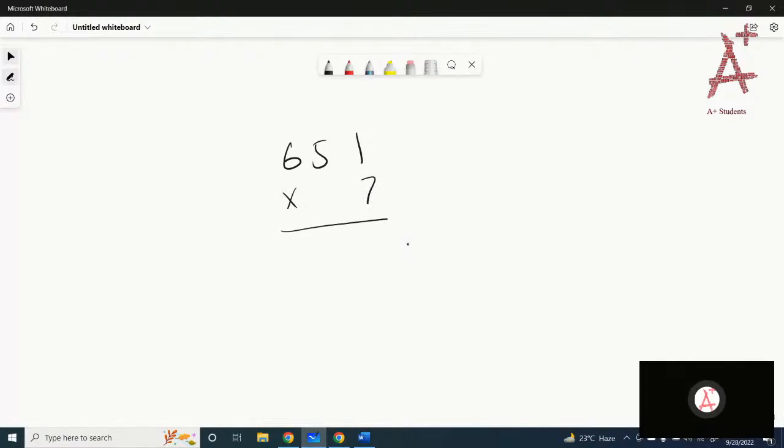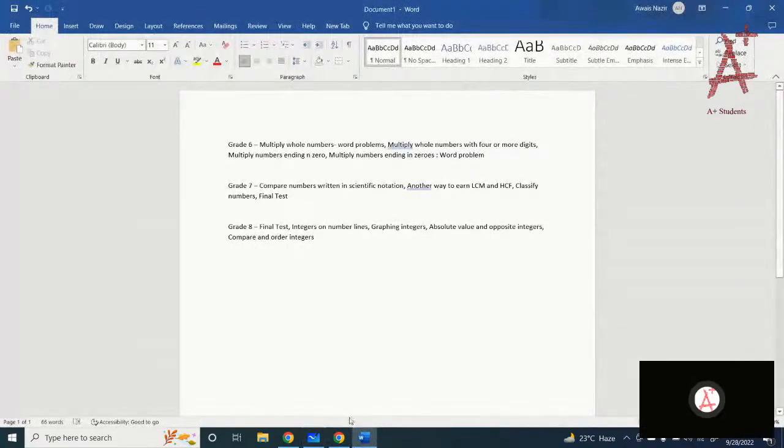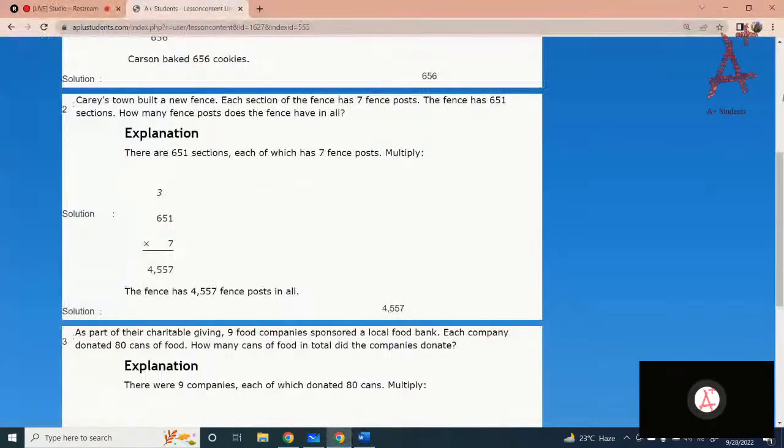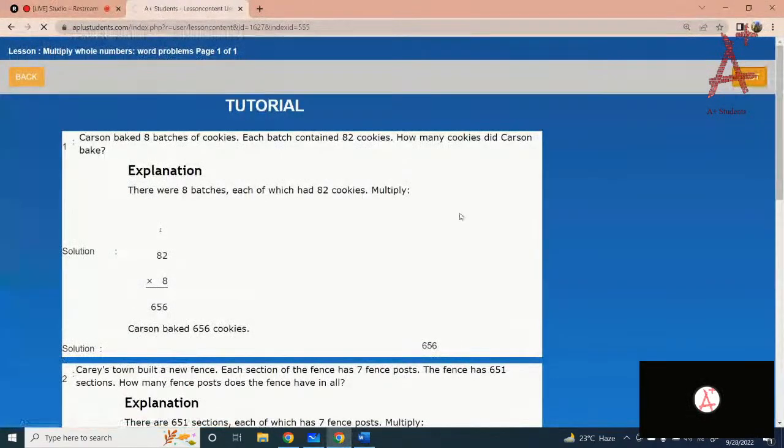So 7 times 1 is 7. 7 times 5 is 35. Write the ones digit over here and carry the tens. Now you have to do 7 times 6. 7 times 6 is 42 and add the carry. So 42 plus 3 is 45. You don't have any other digit, so write down 45 as it is. So that is 4557. Got it? Okay, on the top right corner, you have a test button. So just click on the test button and let's do the test questions.